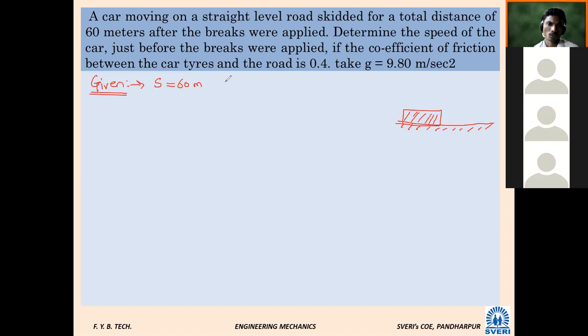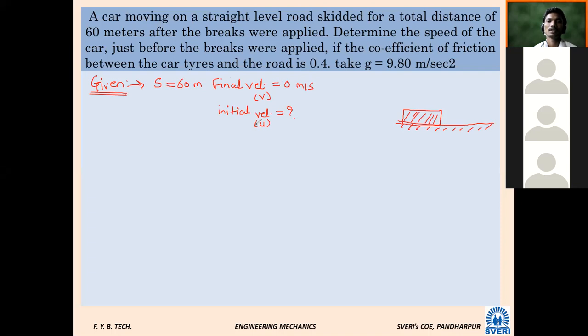If it is initial, then what is the final velocity? Zero. Very good, final velocity is 0. Why? Because brakes are applied to the car. So final velocity V is equal to 0, and what are we supposed to calculate? The initial velocity, that is U.